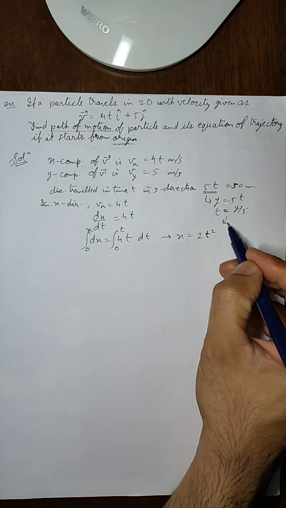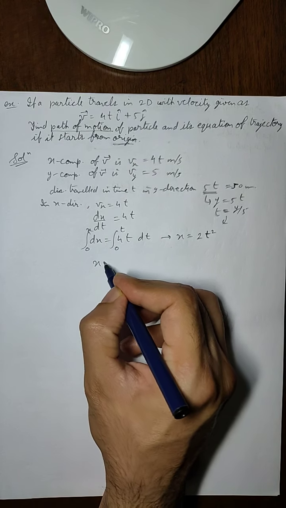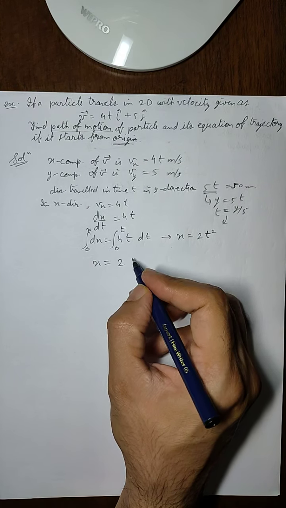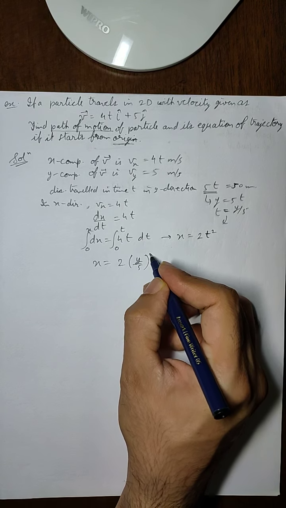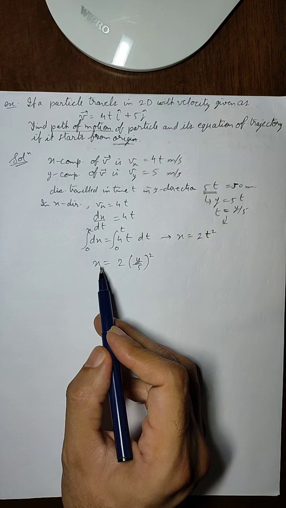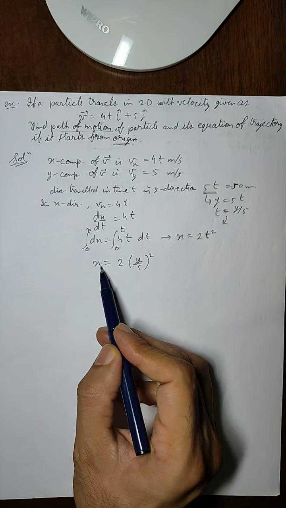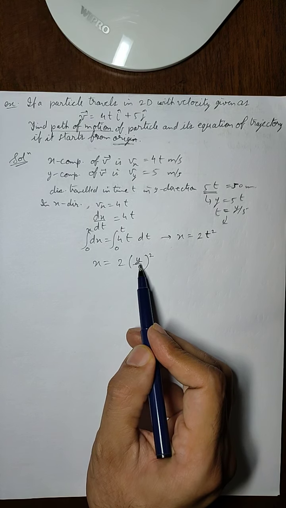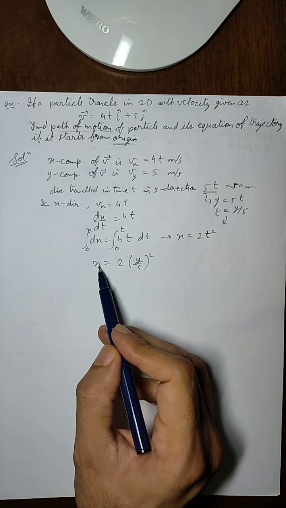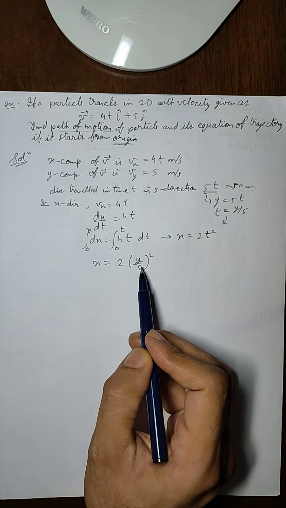And if I put this value of t in the equation of x, then I can write it as x equals 2 into (y by 5) whole square. So now we can see that the common variable t has been eliminated, and we are getting a function which is relating x with y, which is relating the position along x direction with the position along y direction.